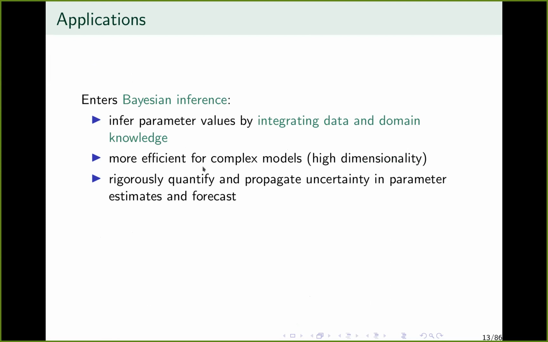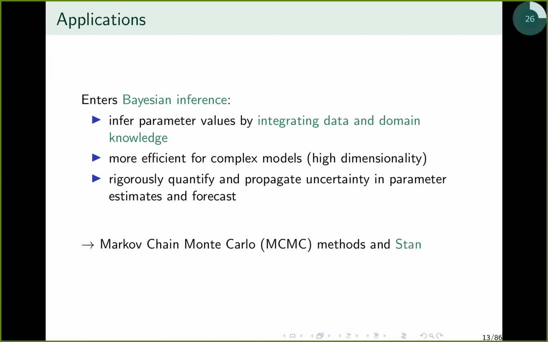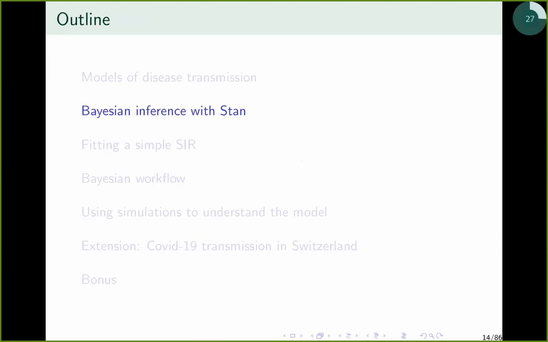You can also be more efficient for complex models and high dimensionality. You can use a lot of things like that and understand more thoroughly what's happening. And with Bayesian inference and Stan, you can quantify and propagate the uncertainty in parameter estimates into the forecast if you want to do that. And for that, we argue that one of the best ways to do so is to use MCMC and Stan. And this is why we basically started with doing this tutorial on how to do that in Stan.